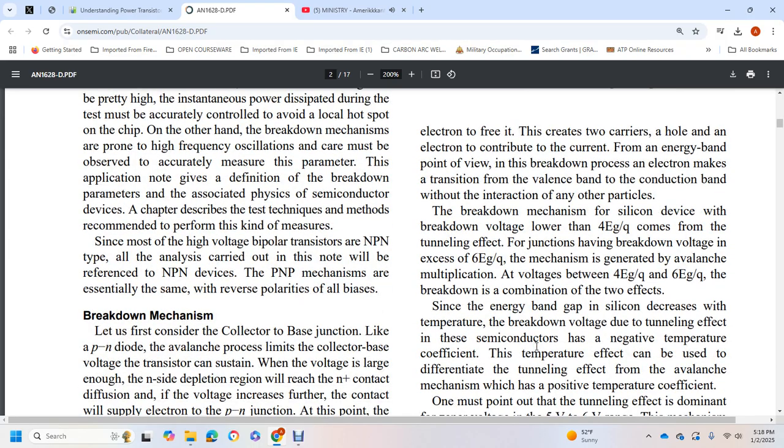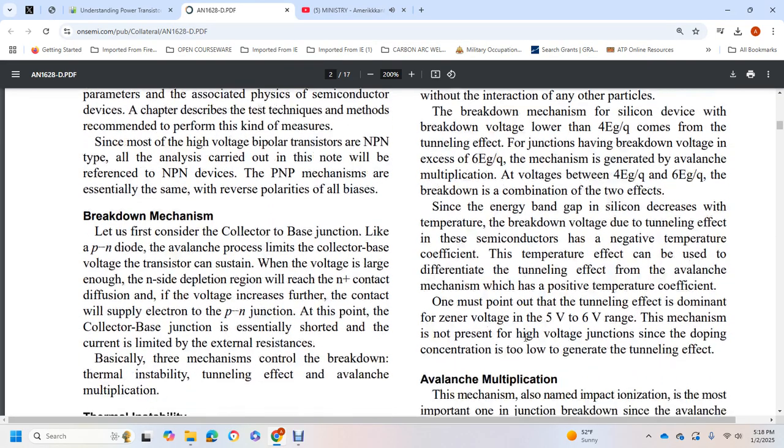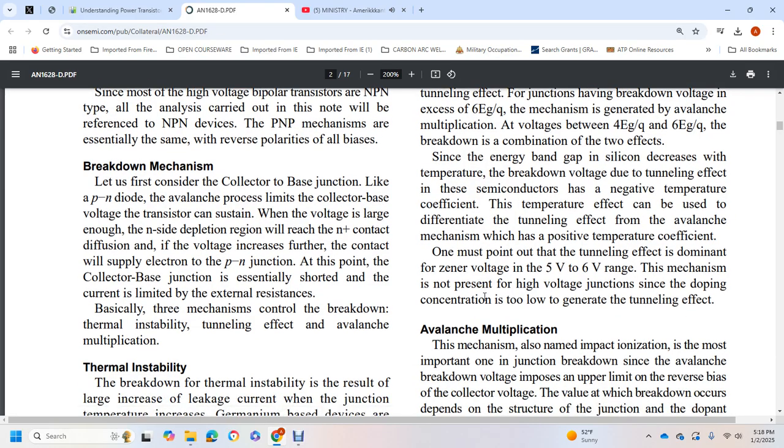For silicon devices with breakdown voltage lower than 4 Eg/q, the mechanism is the tunneling effect. For junction breakdown voltage in excess of 6 Eg/q, the mechanism is avalanche multiplication. For voltages from 4 Eg/q to 6 Eg/q, the breakdown is a combination of the two effects. Since the energy band gap in silicon decreases with temperature, the breakdown voltage due to the tunneling effect has a negative temperature coefficient, which can be used to differentiate the tunnel effect from an avalanche mechanism, which has a positive temperature coefficient. The tunneling effect is dominant in the 0 to 5 volt to 6 volt range.